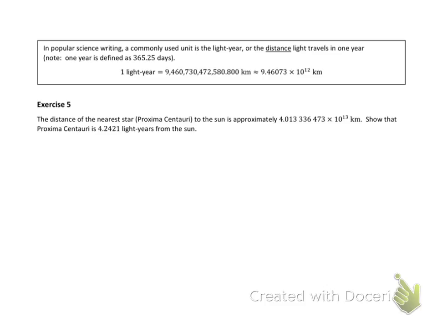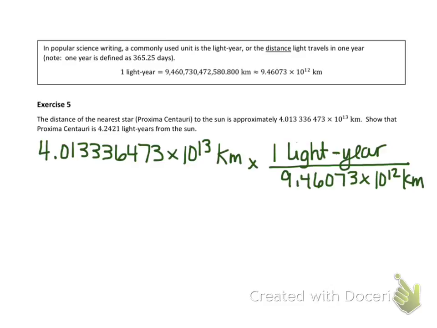Okay, so let's start with the distance of Proxima Centauri from the sun, and it's that many kilometers, 4 times 10 to the 13th approximately. And I want to write a conversion factor that's going to give me light years in my final answer. And so that's my conversion factor. That's the equivalence. A light year is 9.4 and some digits times 10 to the 12th kilometers.